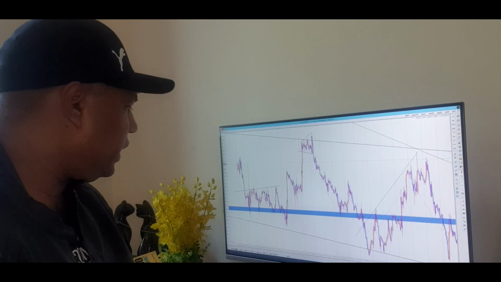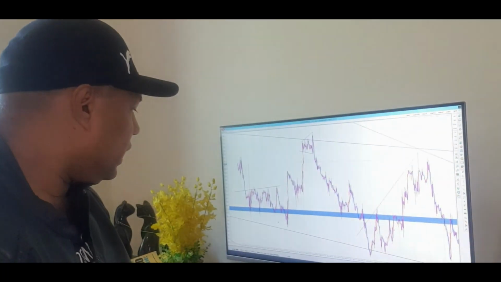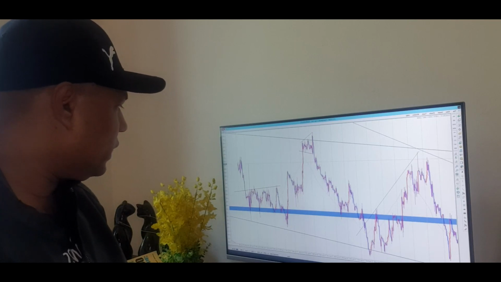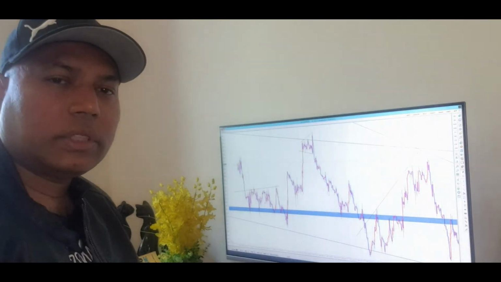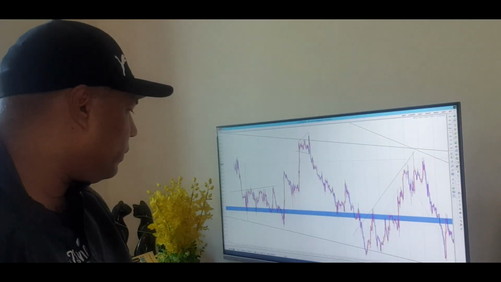You don't want to be in the area and stuck forever. You don't know where it's going. And as you can see, if you had even entered here, look at that. Price manipulation will take you out anyway. So when the price is in consolidation, you try to avoid getting into the trade and wait for the clear breakout.